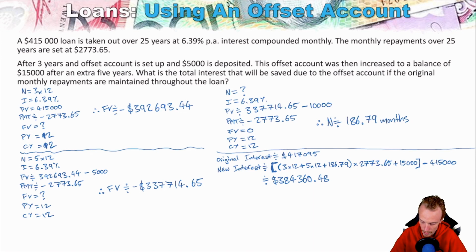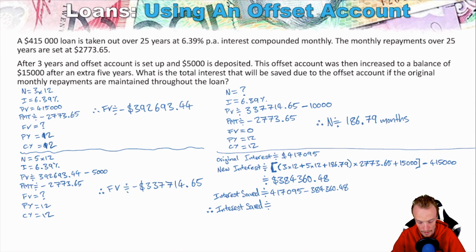Now to get the interest saved, it's the difference. So the interest saved is approximately $417,095 minus this amount, 384,360.48. So therefore, our interest saved. You can suddenly see why I like breaking it up into smaller chunks to keep consistency, because things can become quite complex. So we end up with a saving of $32,734.52.